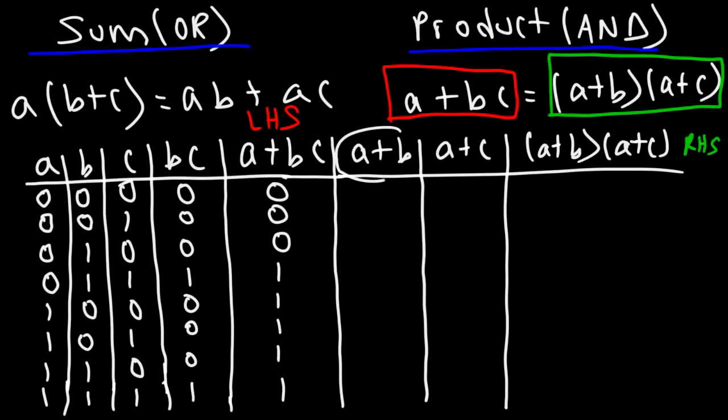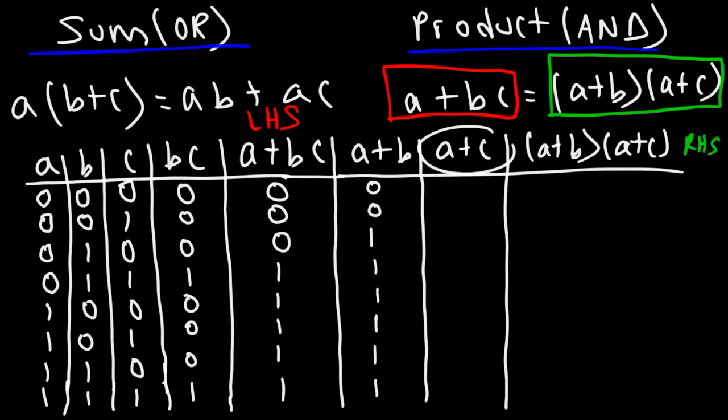So now let's add a and b. So 0 plus 0 is 0. And then we have the same thing again. 0 plus 1 is 1. Same thing here. And then 1 plus 0 is 1. And 1 plus 1 is 1.